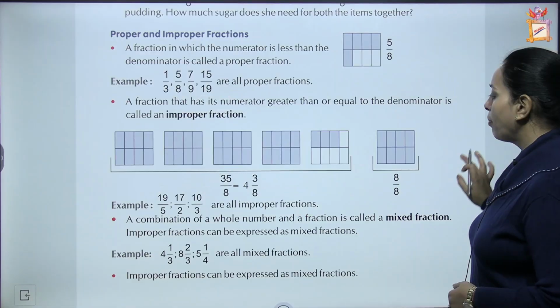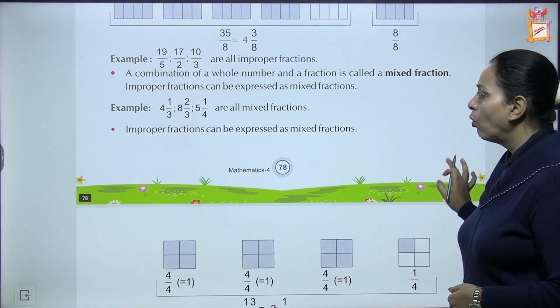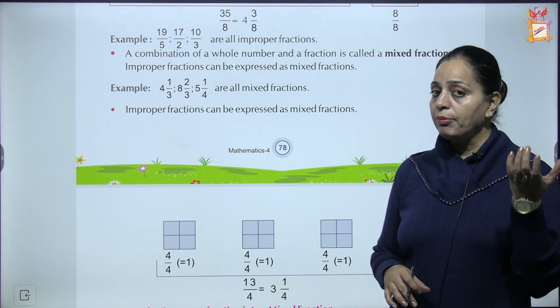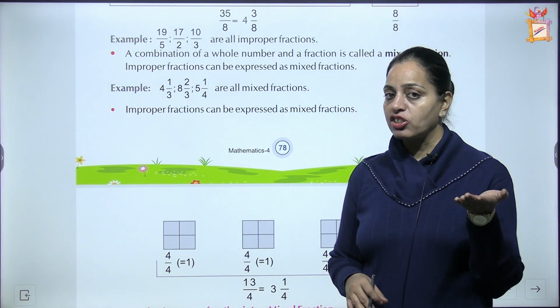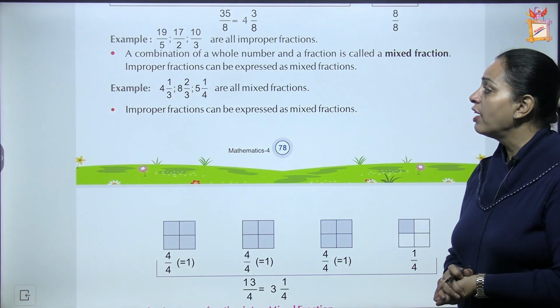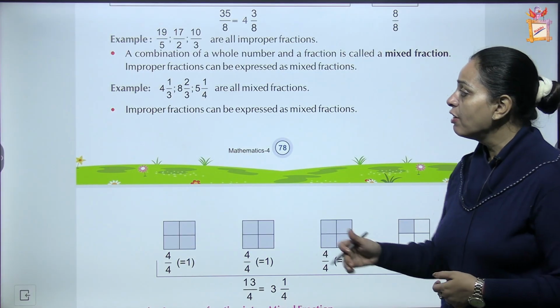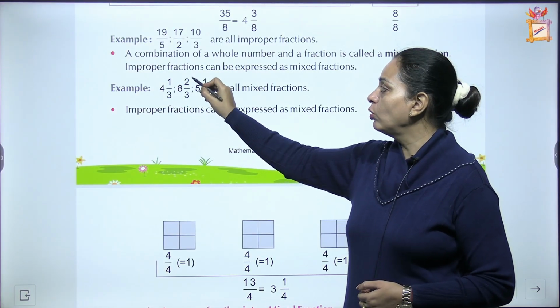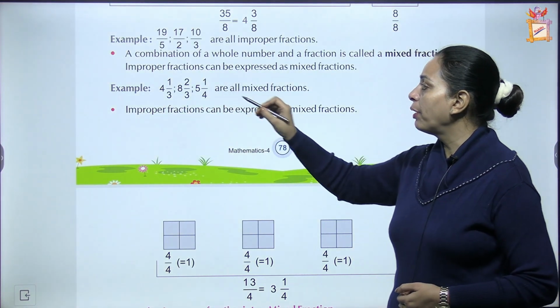Now we are talking about a combination of a whole number and a fraction is called a mixed fraction. अगर हम एक whole number लें और एक proper fraction लें, उनको combine कर दें, तो we will get a mixed fraction. And how we can express it? We can express it like this: 4 whole 1 by 3, 8 whole 2 by 5, 5 whole 1 by 4.